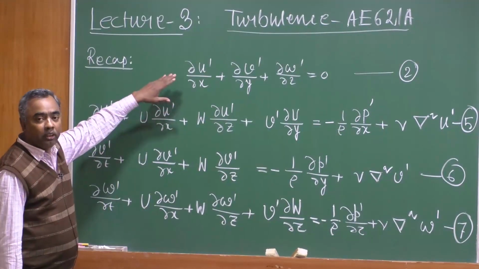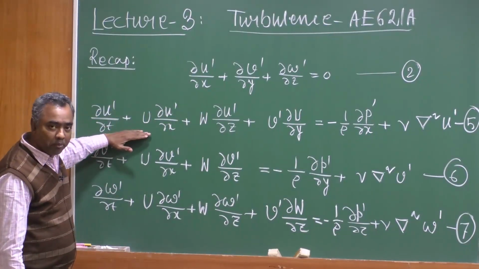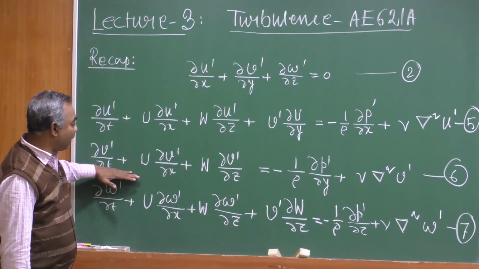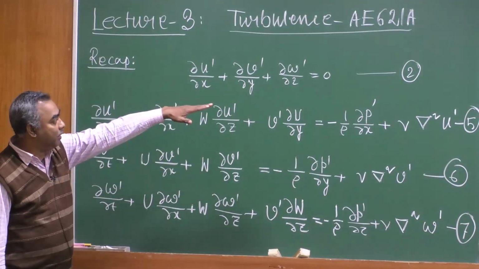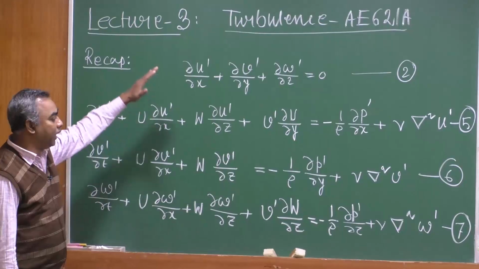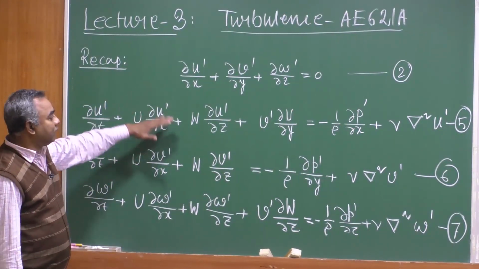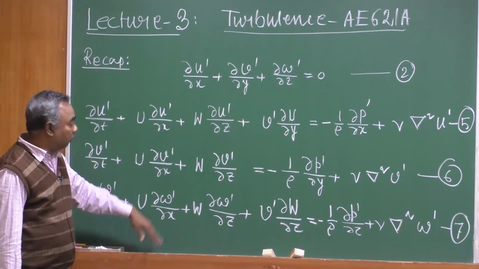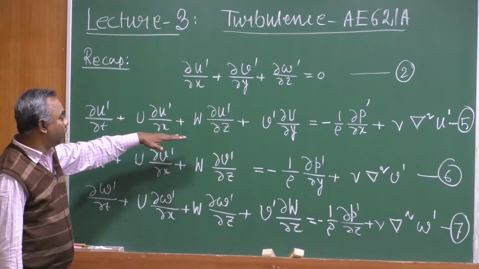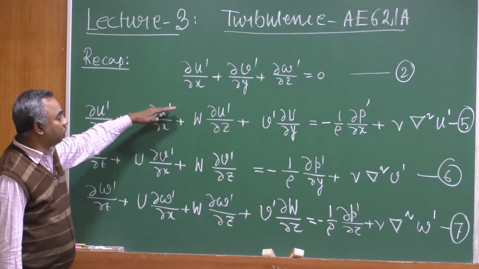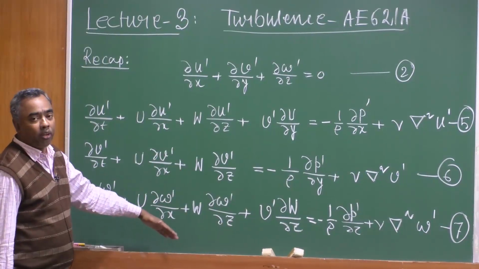This is the continuity disturbance equation, and this is the disturbance equation for x momentum, y momentum, and z momentum. These equations I think we named as 2, 5, 6 and 7. So, let us proceed from this set of equations today. As I have mentioned, we have achieved this set of equations based on the parallel flow approximation as well as linearization.